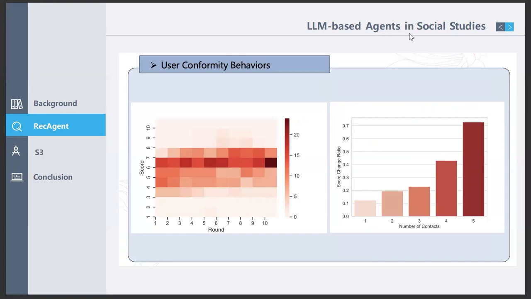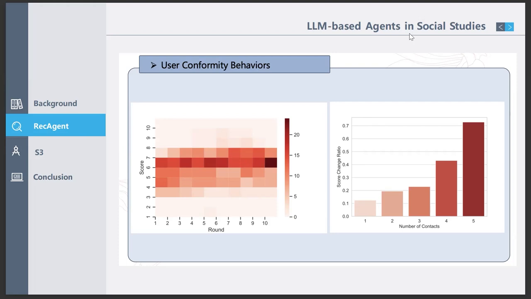In the second phenomenon, we studied the user conformity behaviors. In this problem, we would like to see if we let different agents discuss and exchange their opinions with each other, whether their opinions can influence each other. So in this experiment, we let different agents comment on the same movie, and score the same movie from 1 to 10. In the beginning, we can see the score distribution is very flat. That means different agents can have very diverse ratings on the same movie.